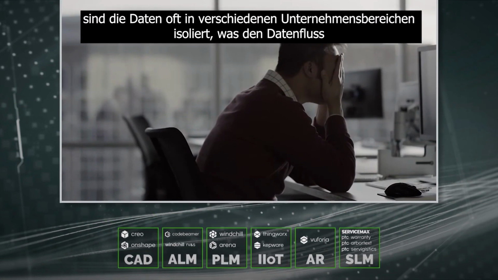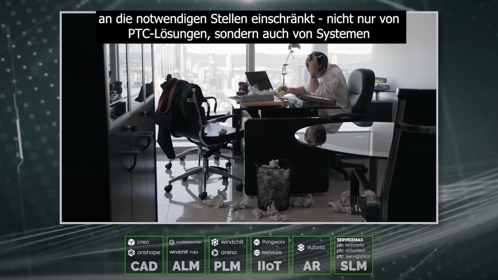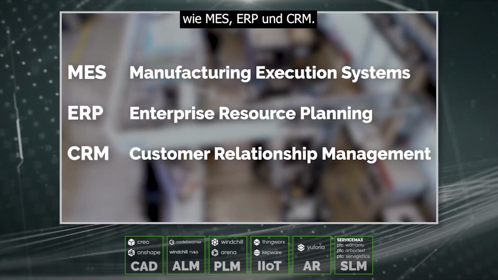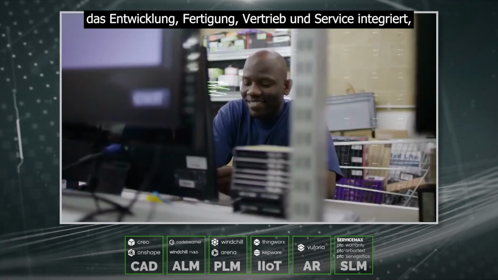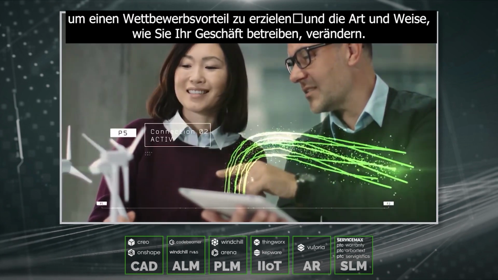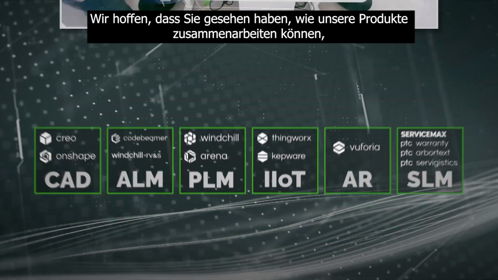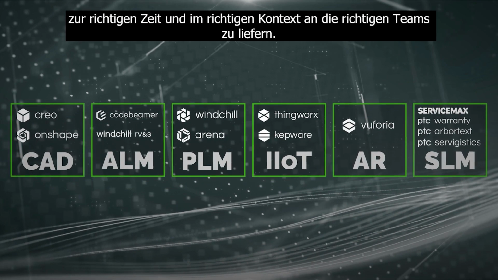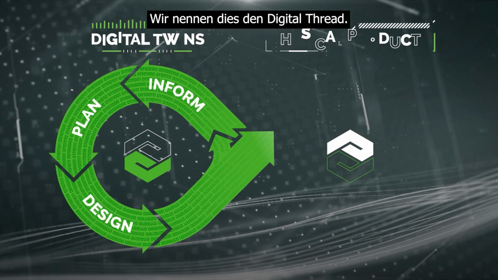Today, data is often siloed across organizations, restricting its flow from where it's needed, not just from PTC solutions, but also from systems like MES, ERP, and CRM. But with PTC's comprehensive portfolio that integrates engineering, manufacturing, sales, and service, you can find significant efficiencies to gain a competitive advantage and transform the way you do business. We hope you've learned how our products can work together, breaking down silos and getting the right information to the right teams at the right time and in the right context. This we call the digital thread.